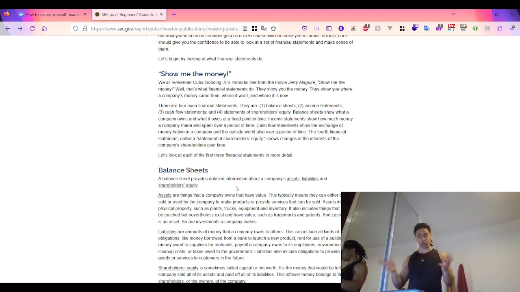From Cuba Gooding Jr.'s immortal line from the Jerry Maguire movie, "Show me the money." That's what financial statements do. They show you the money.